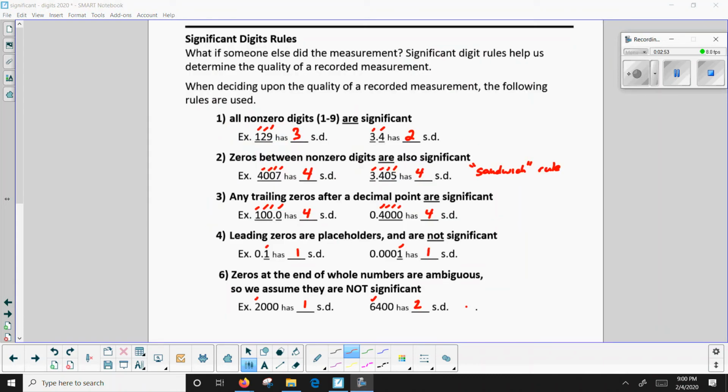So let's look at the rules that you have in your worksheet. These are the same rules. They're just the ones that are found on your worksheet. So again, you can go through all the same examples we had earlier. The only thing I'd like to add is this sandwich rule idea here. If you want to add that in, that might help you a little bit.